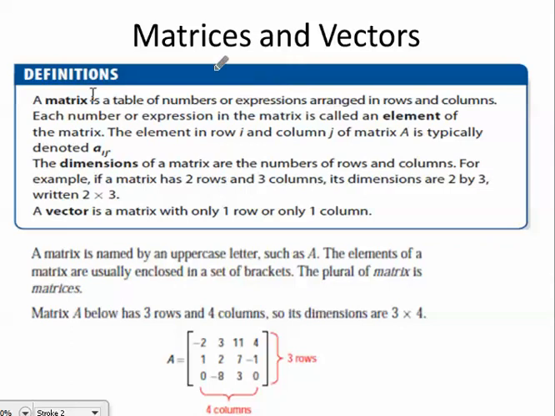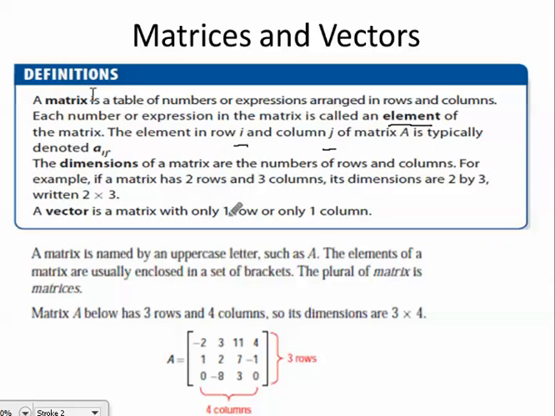Okay? So when we look at matrices, a matrix is a table of numbers or expressions arranged in rows and columns. Each number or expression in a matrix is called an element. The matrix element in row i and column j of the matrix A is typically denoted by the lowercase a, i j. The dimensions of the matrix are the numbers of rows and columns. For example, if a matrix has 2 rows and 3 columns, it'd be a 2 by 3 matrix. A vector is a matrix with only 1 row or 1 column.